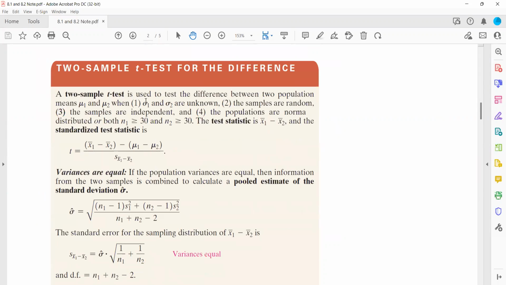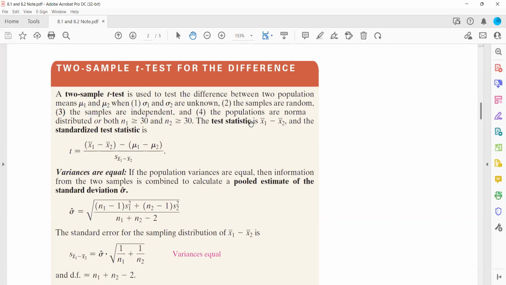A two-sample t-test is used to test the difference between two population means, mu1 and mu2. First of all, sigma 1 and sigma 2 are unknown. You don't have information about the population standard deviations. Samples are taken randomly. So far, so good. The samples are independent from each other. Okay, you don't have any issue here. And the populations are also normally distributed, or the sample sizes are large enough.